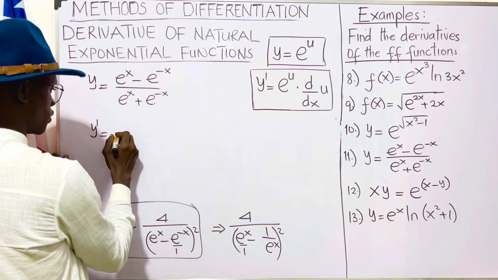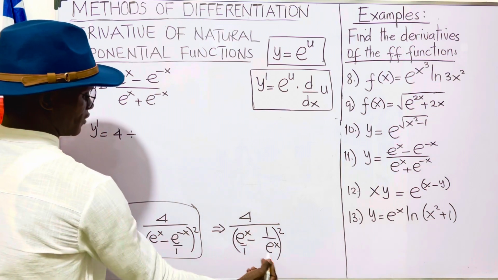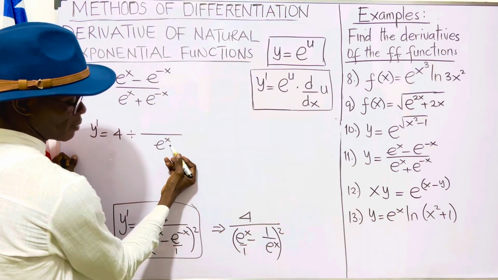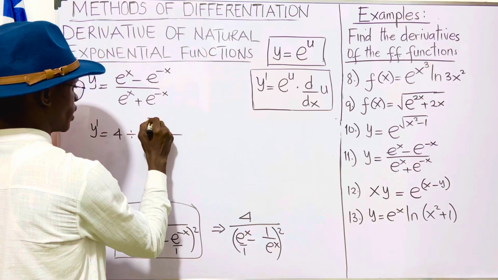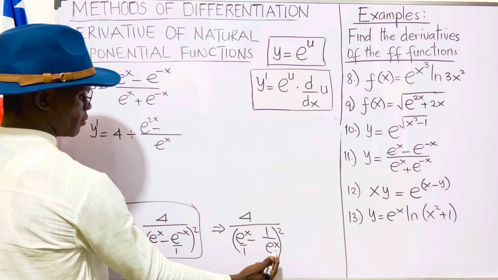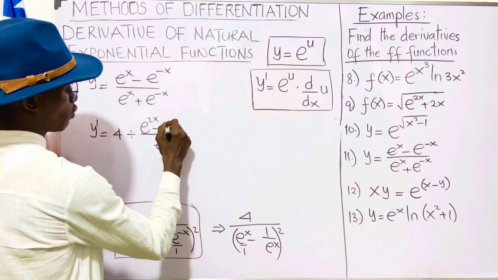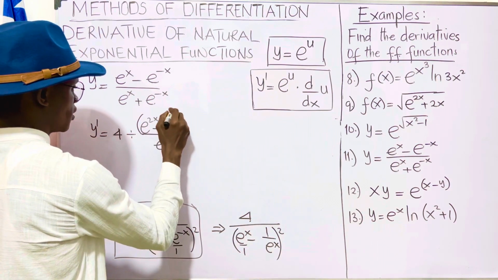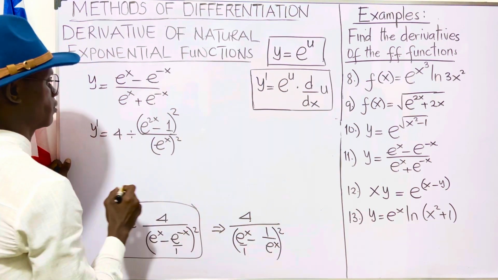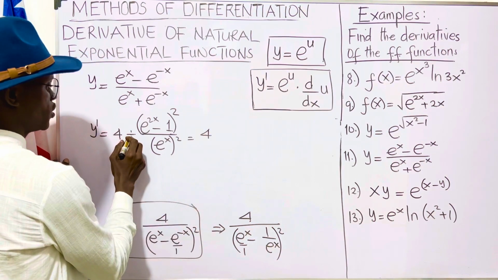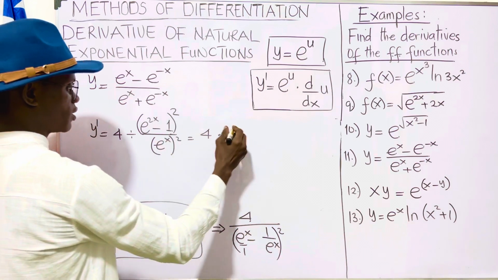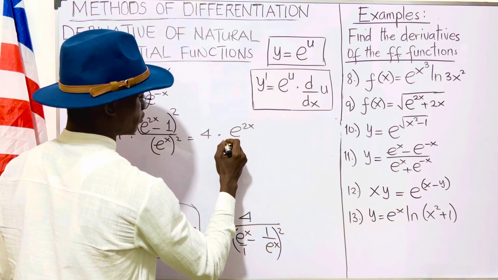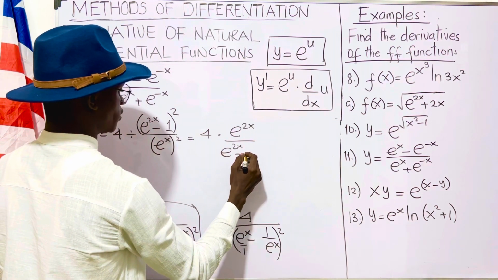So y prime is equal to 4 divided by... The LCD for these two is just e raised to the power x. 1 goes into e raised to the power x, e raised to the power x times e raised to the power x is e raised to the power 2x, minus e raised to the power x into e raised to the power x is just 1. 1 times 1 is 1. So this power now, we can say numerator carries its own power, denominator carries its own power. So this is 4. We change this sign to multiplication and reciprocate. So it's e raised to the power 2x, x times 2, divided by e raised to the power 2x minus 1, all square.